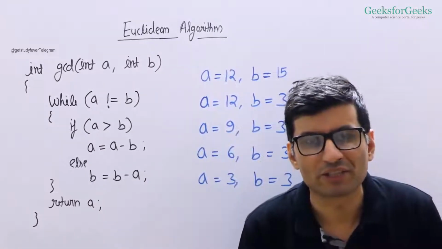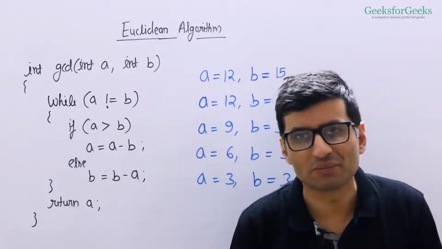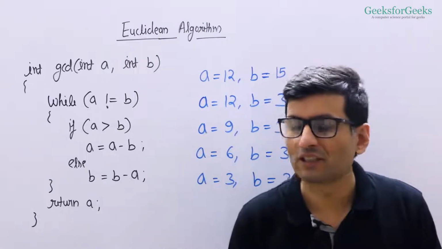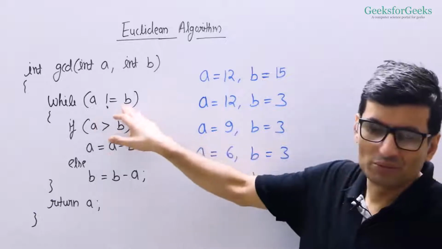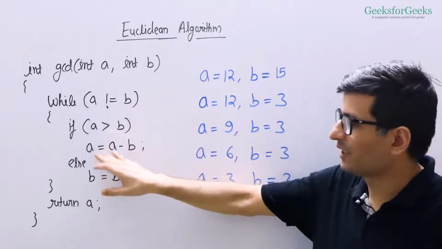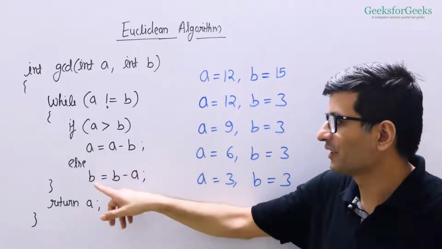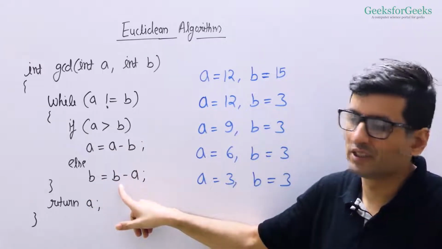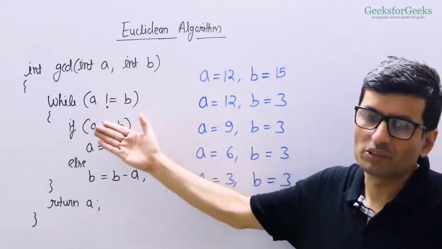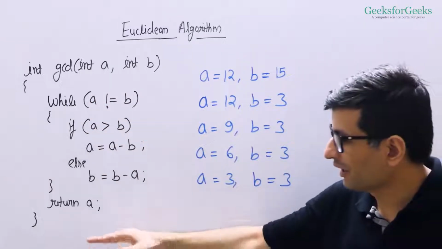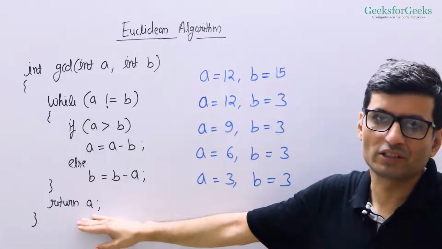Here is implementation of Euclid algorithm using the basic idea that we just discussed. So while A is not equal to B, if A is greater than B, then do A equal to A minus B. Otherwise, B is greater than A. In that case, do B equal to B minus A. And stop when A and B become equal. In that case, you can return any of the numbers A and B as your final result.